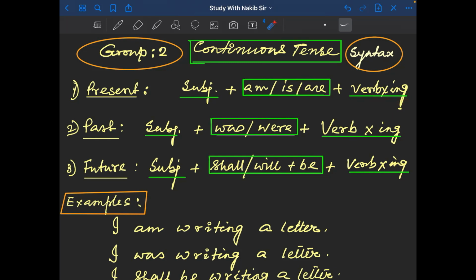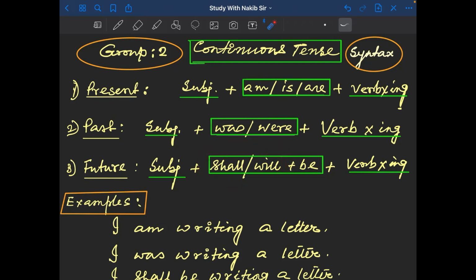A similar structure applies for the past continuous tense. See, subject plus was or were plus the ing form of the verb. Here it is am, is, are; here it is was or were. Actually, was is the past form of am and is. So for the past, am and is have become was, and are has become were. So the structure of the past continuous tense is subject plus was or were plus the ing form of the verb. And come to the structure of the future continuous tense. For the future tense, everywhere you have to use either shall or will. Remember this.